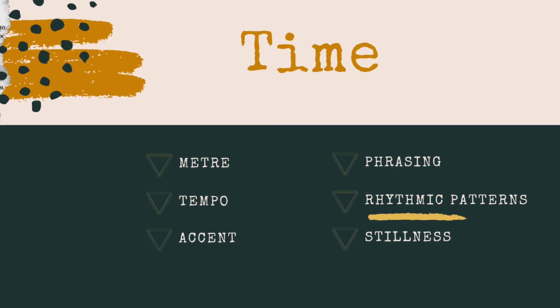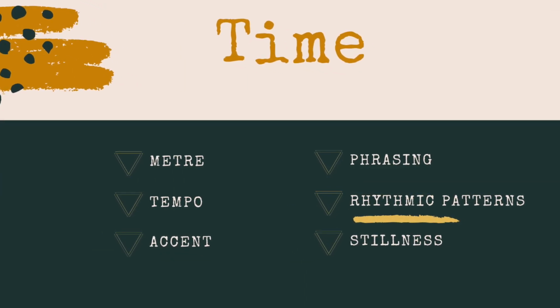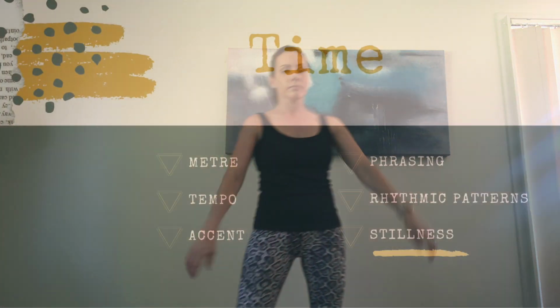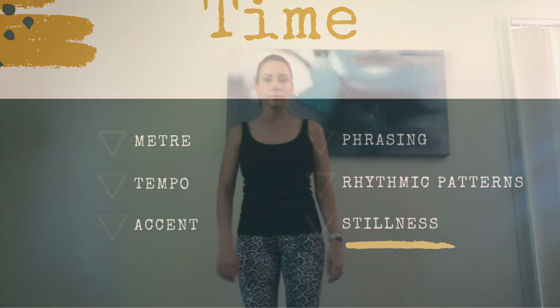Rhythmic patterns. This refers to the variety and pattern of the beat. Is the movement performed with a regular or irregular rhythm? Or does it use a natural rhythm, like a breath? Stillness. Is the movement being held for a moment?